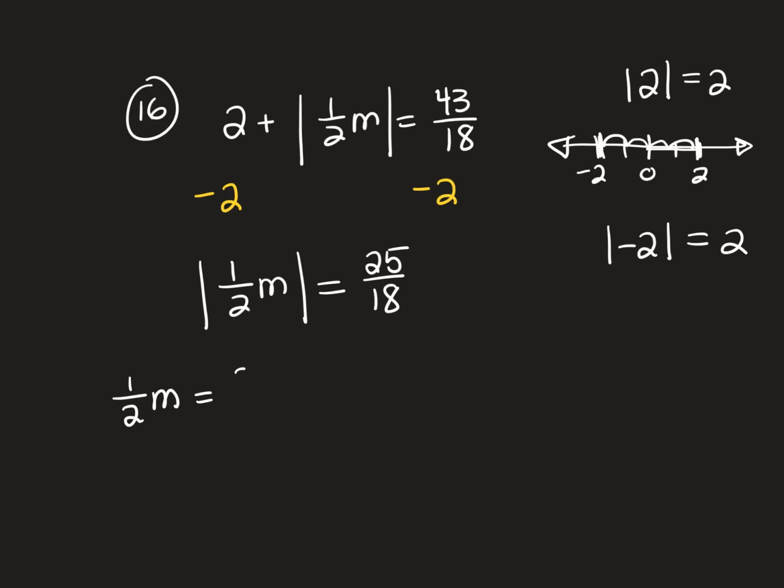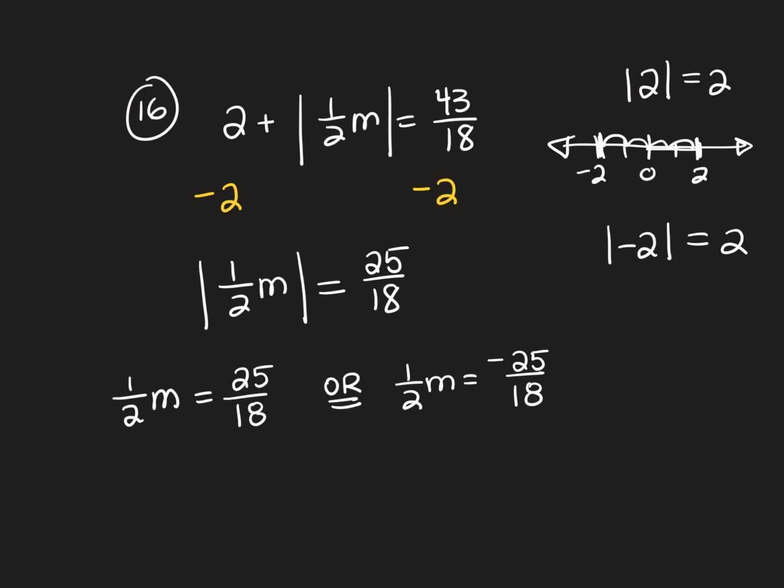I'm going to think about it just being the positive result. And then I'm also going to think about, because there's a second solution, 1/2 m equals negative 25 over 18. I'm just going to think of it exactly like I would think about it if it were a quadratic. There's two possible answers. And if you know anything about the graph of an absolute value graph as it compares to the graph of a quadratic, this will kind of make sense.